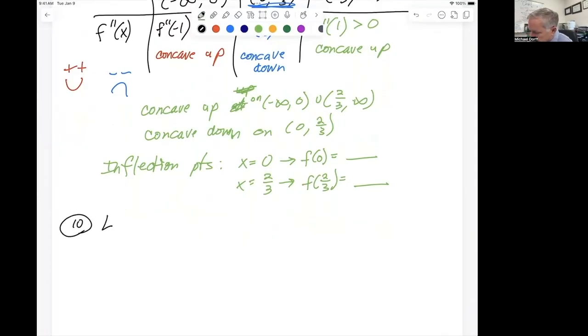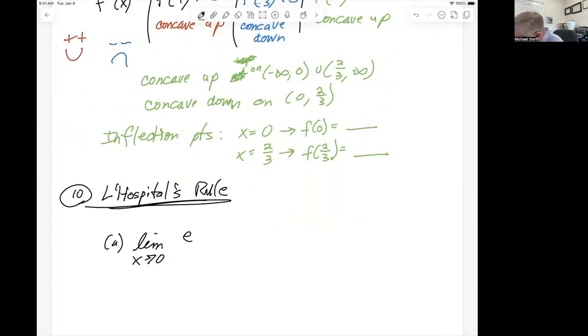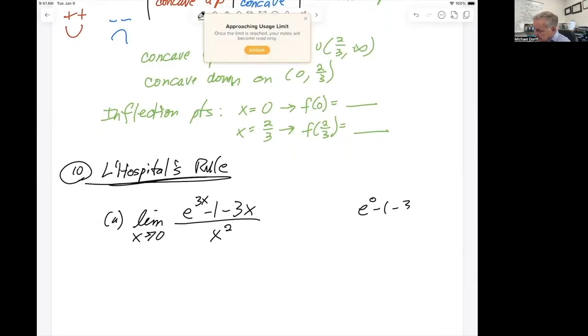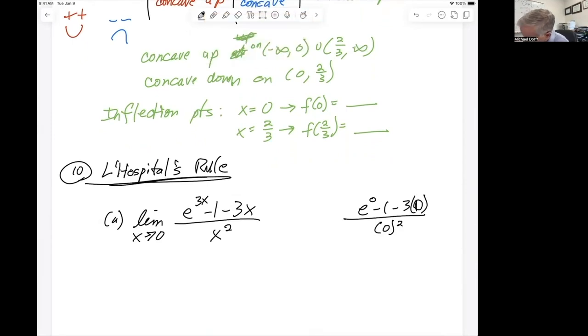Another topic, L'Hopital's rule. Suppose we have the limit of e to the 3x minus 1 minus 3x over x squared as x goes to 0. Anytime I do a limit, I'm going to do the substitution method first. I put in 0 and get e to the 0 minus 1 minus 3 times 0 all over 0. e to the 0 is 1, so I get 1 minus 1 minus 0 over 0, which gives me 0 over 0. That's an indeterminate form, and I can use L'Hopital's rule.